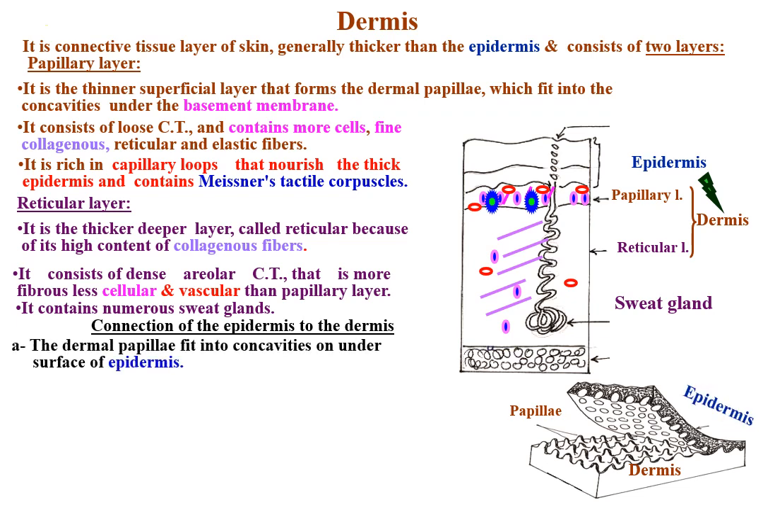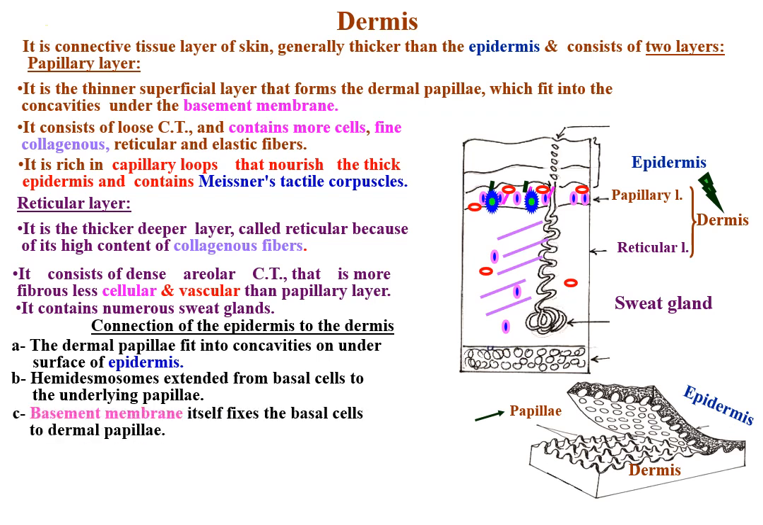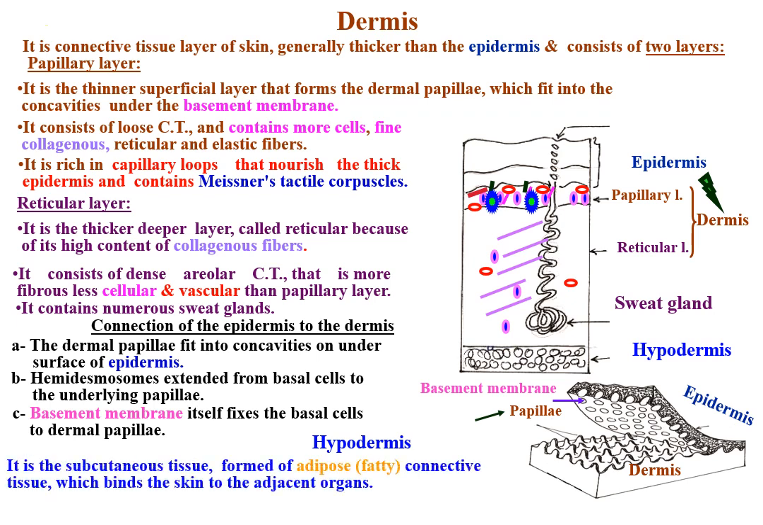Connection of the epidermis to the dermis: dermal papillae fit into the concavities on the undersurface of the epidermis. Hemidesmosomes extend from the basal cells to the underlying papillary layer. The basement membrane also fixes the basal cells to the dermal papillae.